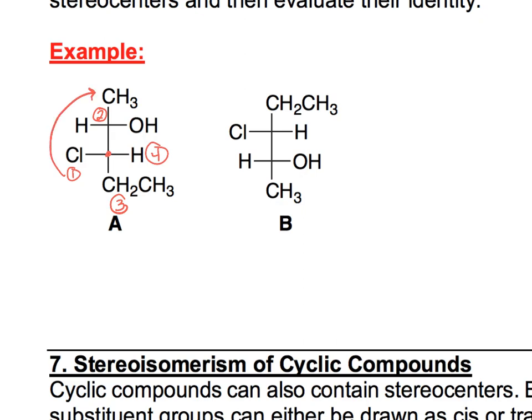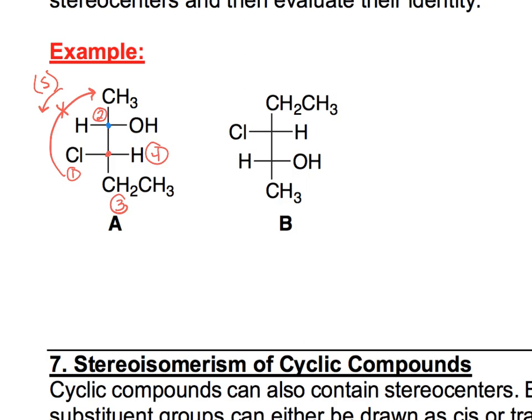So 1, 2, 3. We're going in that direction. Now, the question is, is our lowest priority group horizontal? Because if it is, that means it's coming out at us, and we need to reverse whatever we get. The answer is it is, right? So we are going in this direction, that is clockwise, but because our lowest priority group is horizontal, we have to reverse our answer, so it's really going counterclockwise. So the red stereocenter is S. So now let's do this stereocenter that I'll designate blue.